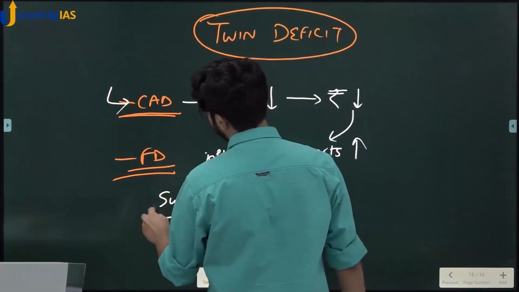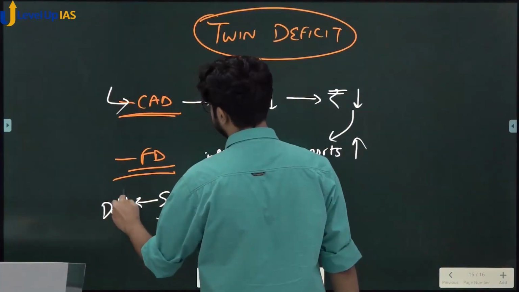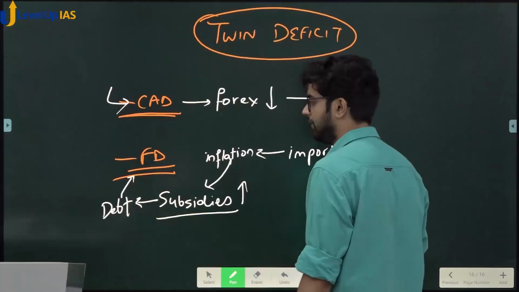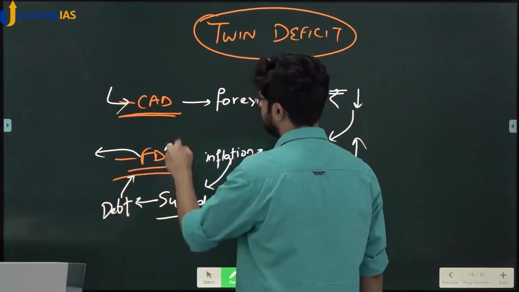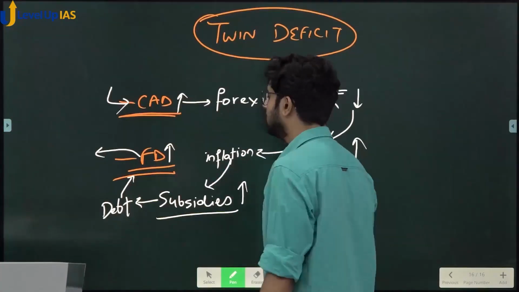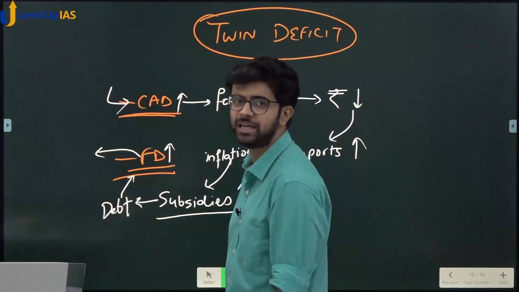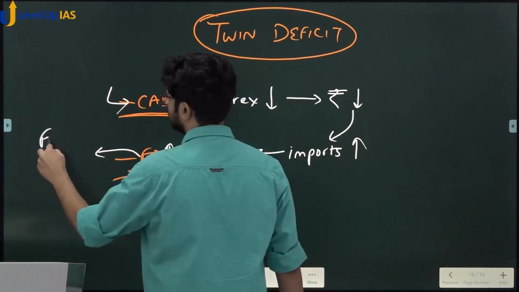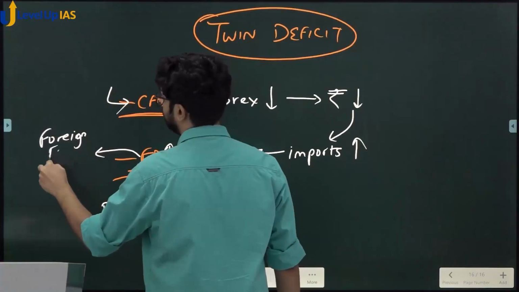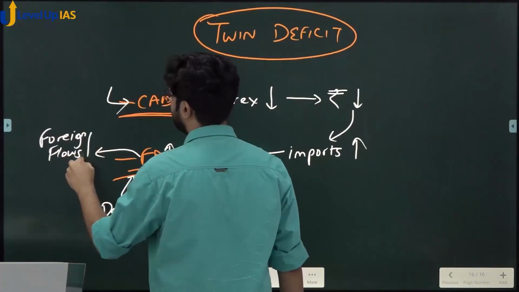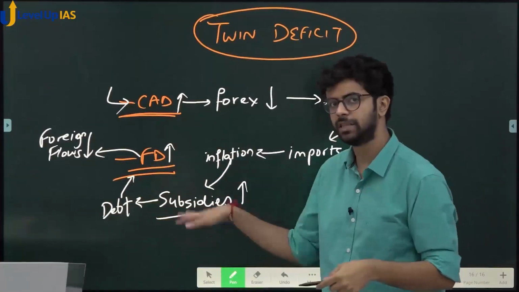To get this subsidy, kahan se aayega paisa? Debt, borrowing, which will lead to fiscal deficit. ठीक है, very good. When you have a high fiscal deficit, what would happen to the investments? What would happen to FDI? What would happen to foreign flows? Foreign flows would reduce, yes or no? Because they will run away. Because your fiscal deficit is now increasing, you are becoming less stable, they will run away.